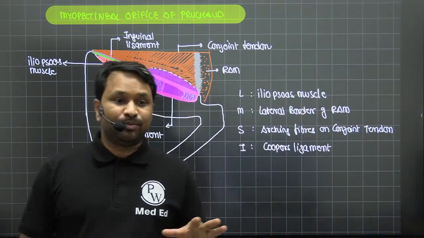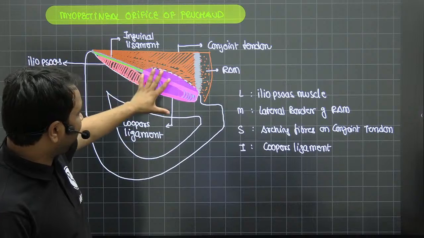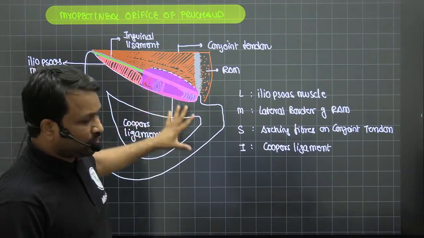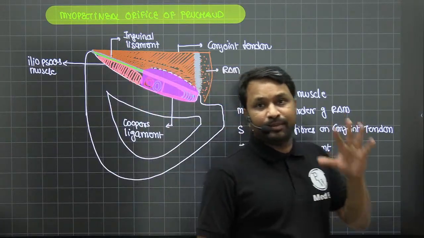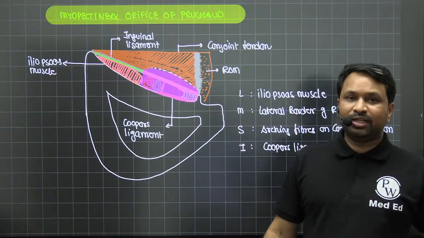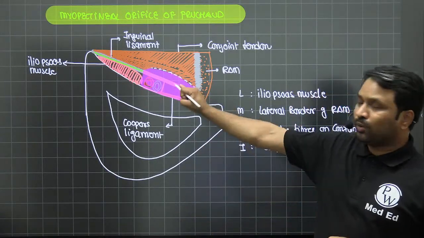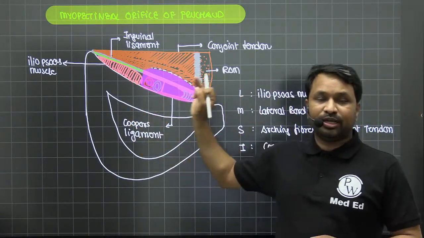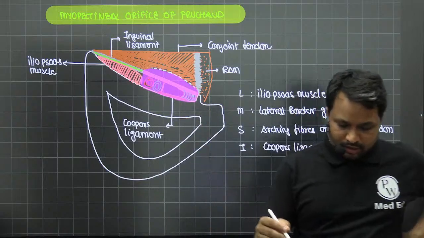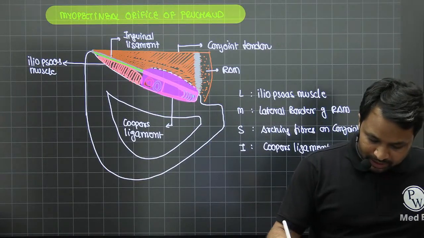Now why it is important is, if I'm covering a mesh at the myopectineal orifice of Fruchaud, I take care of all the three entry points of your hernia, that is your inguinal hernia, the femoral hernia, as well as your obturator hernia. So the myopectineal orifice of Fruchaud.